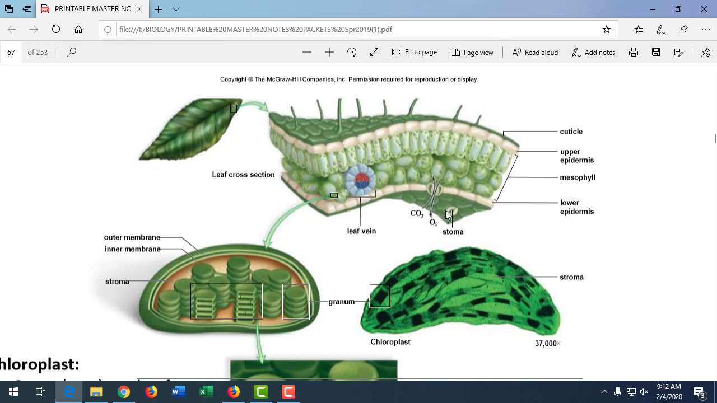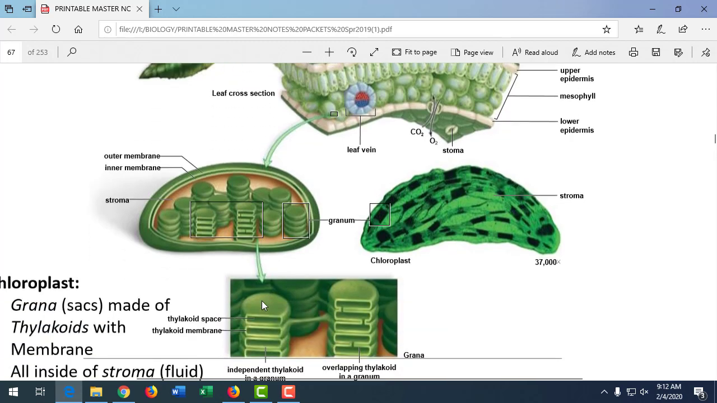Okay, so that's the opening to the leaf. This is the leaf vein. So vein is what carries water from the roots to the leaves, just like we have veins that carry our blood, right, from all over the body. So it comes in through here. So that's where the water comes in. And then here's our chloroplast.